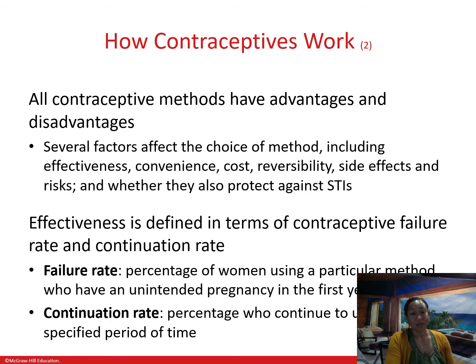There are side effects. Effectiveness is defined in terms of the contraceptive failure rate. So when it comes to the failure rate, it's the percentage of women that have used a particular method and have gotten an unwanted pregnancy within the first year. So again, these studies are limited to the first year. And then the continuation rate is the percentage of those who continue to use the specified contraceptive that they chose for a period of time.